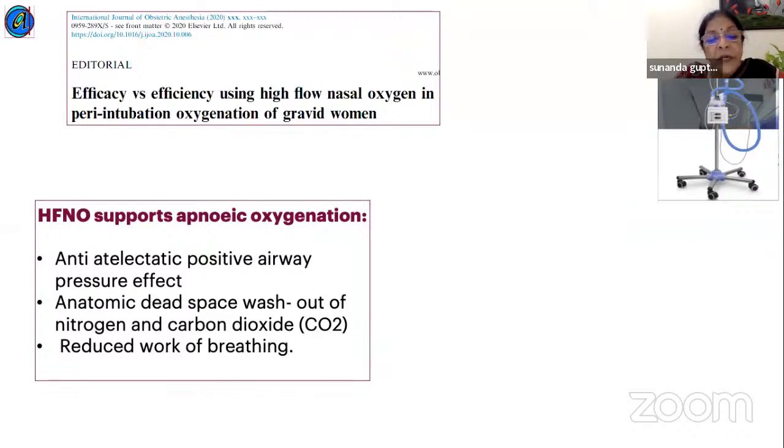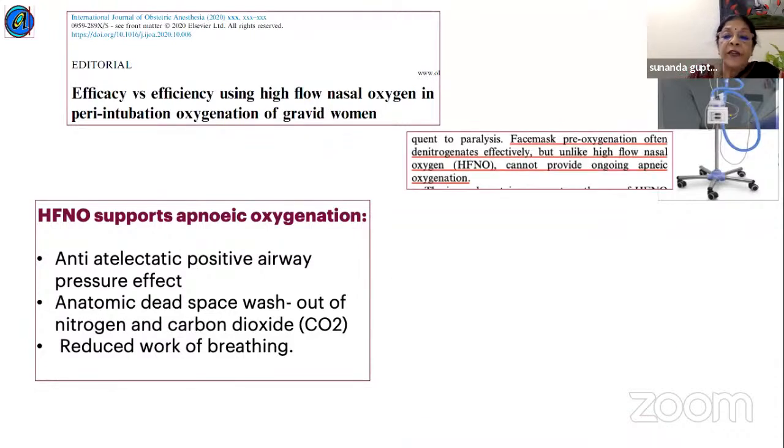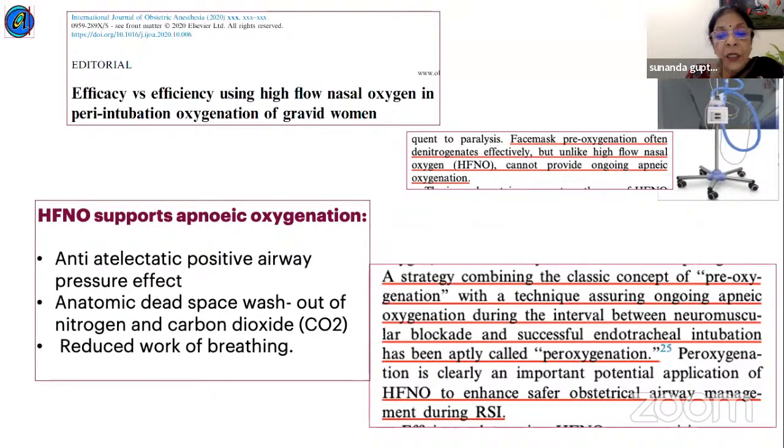And when we give a fresh gas flow with HFNO, you find that there is a continuous supply of 100% oxygen and ensures that dead space nitrogen is washed off. So the advantage here is that face mask pre-oxygenation will denitrogenate effectively, but unlike high flow nasal oxygen, it cannot provide ongoing apneic oxygenation.